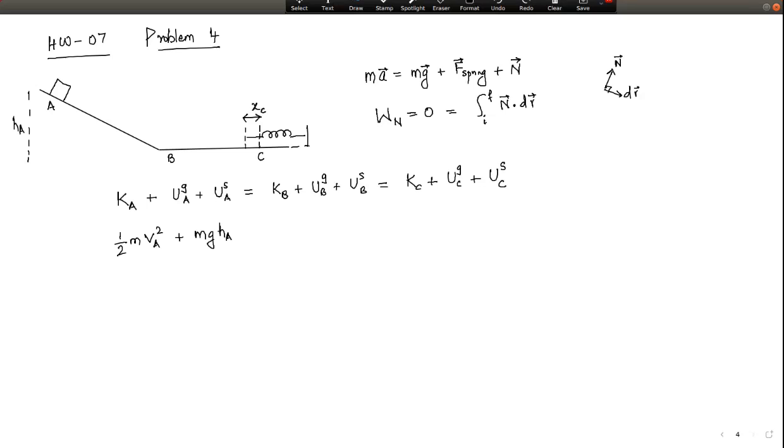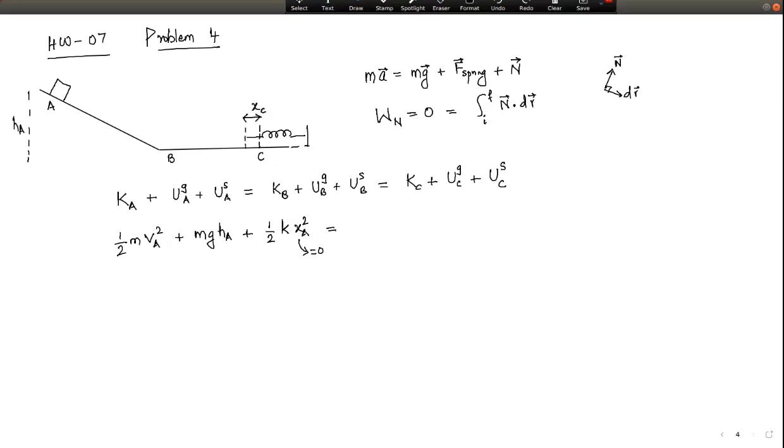plus the energy stored in the spring, which is given by half kx square, where xa is the compression in the spring when the mass is at point A, which is 0. When the mass is at point A, it is not touching the spring at all, so there's no question of it being compressed or extended. So this will be 0. So it's equal to 0 right away.